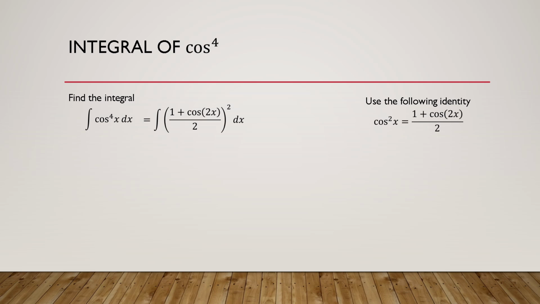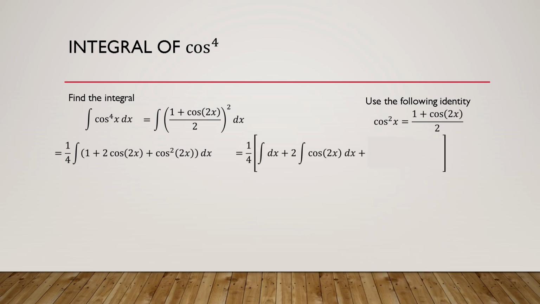Again, we can separate 1/4 as a constant and FOIL the numerator to get 1/4 times the integral of 1 plus 2 cosine 2x plus cosine squared 2x dx. Next, we separate the integrals at the plus signs. We can now use the same identity to change the integral of cosine squared 2x dx into the integral of 1 plus cosine 4x over 2 dx. Now we can take each individual integral and save the constant c for the end.